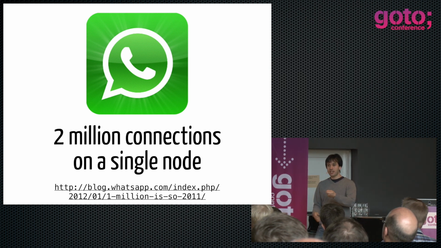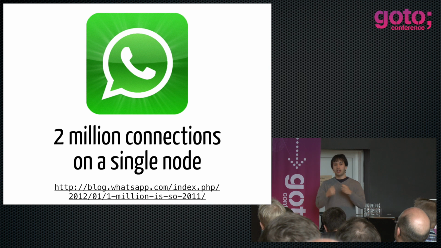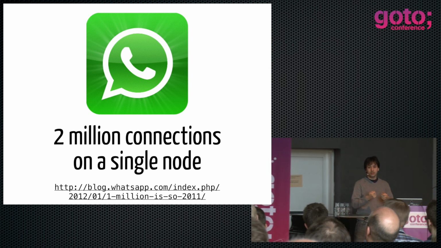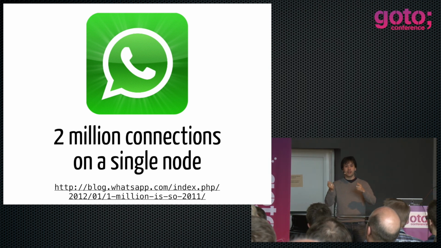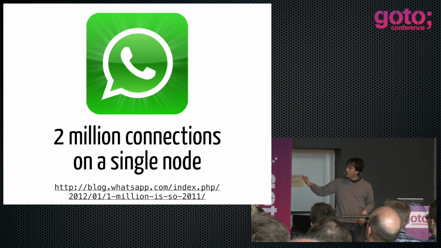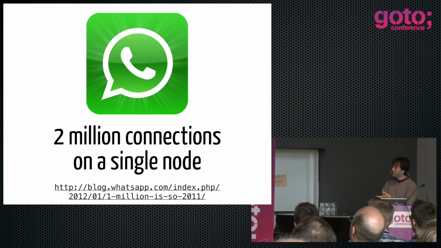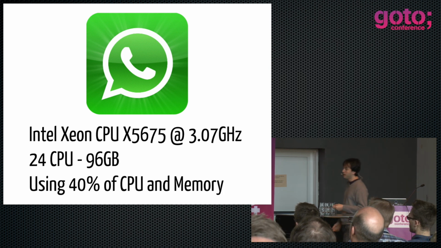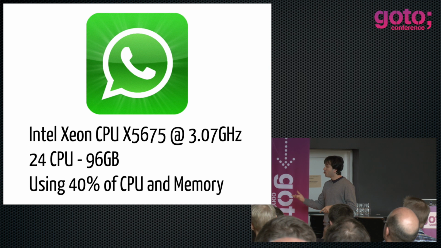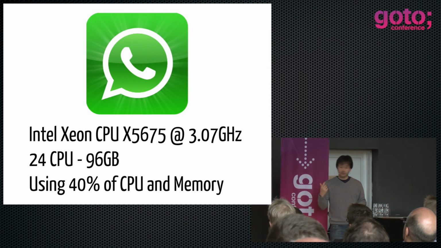So WhatsApp is an application that you install on your phone, and you can install it on iPhone, Android, Windows, Nokia, whatever, and you can exchange messages, talk with your friends, create groups, and so on. So it's a messaging app. They were talking about the infrastructure, and the interesting thing is that they were using a really powerful machine. This machine had 24 cores, 96 gigabytes of RAM.